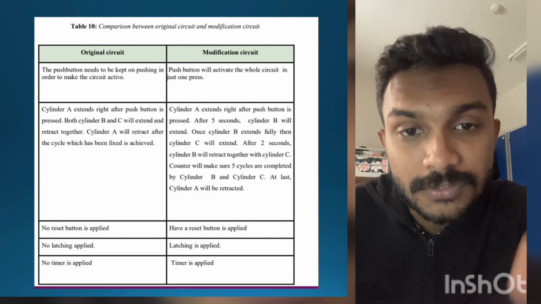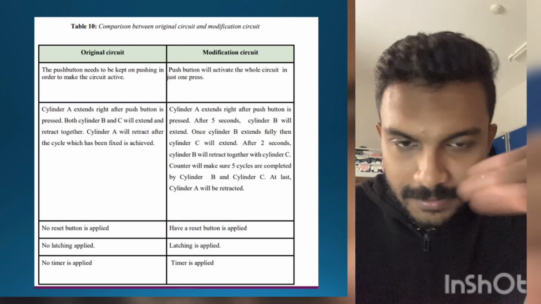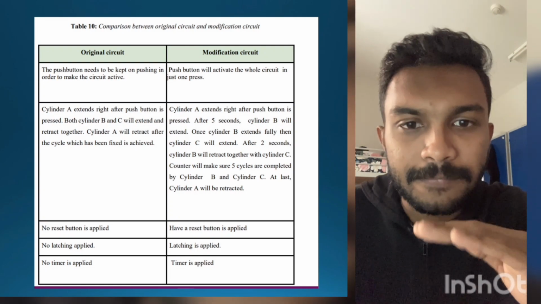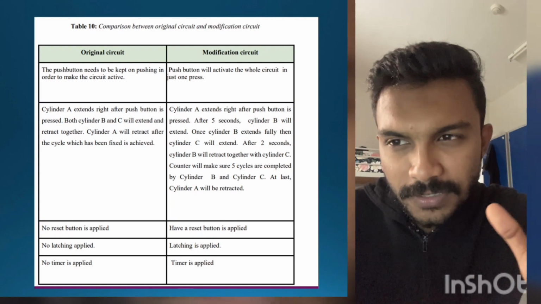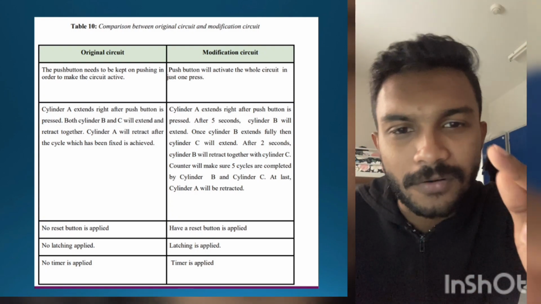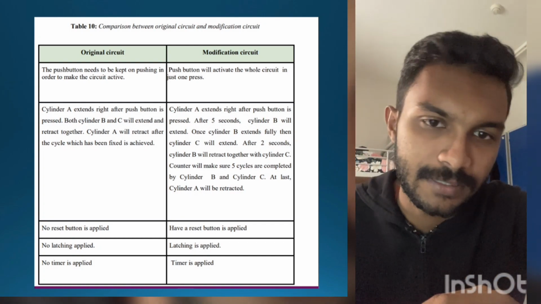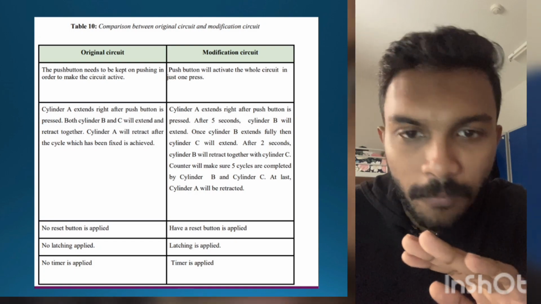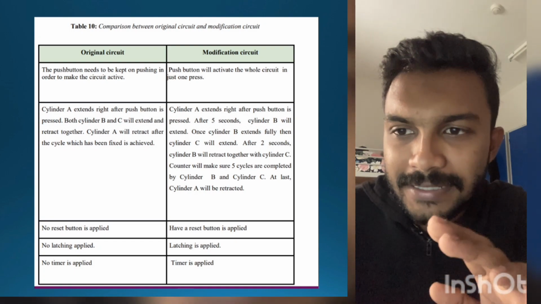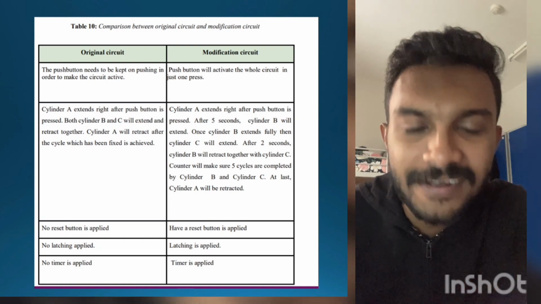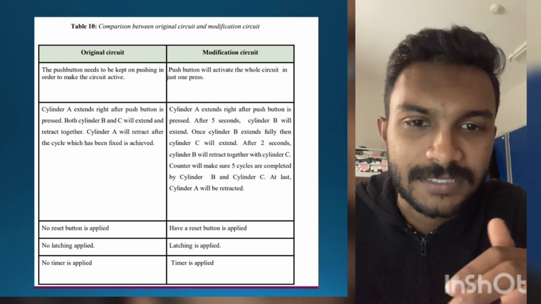So after 2 seconds, after the cycle, cylinder B will retract together with cylinder C, but still there will be some delaying time. First cylinder B will go first. After 1 second, if not mistaken, then only cylinder C will retract. The counter will make sure 5 cycles are completed by cylinders B and C. At last, cylinder A will retract. So this is the end of the process.